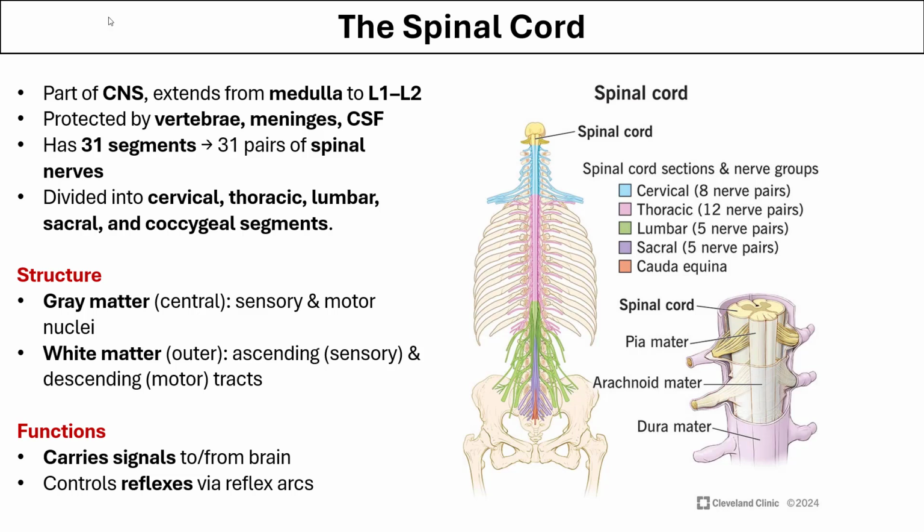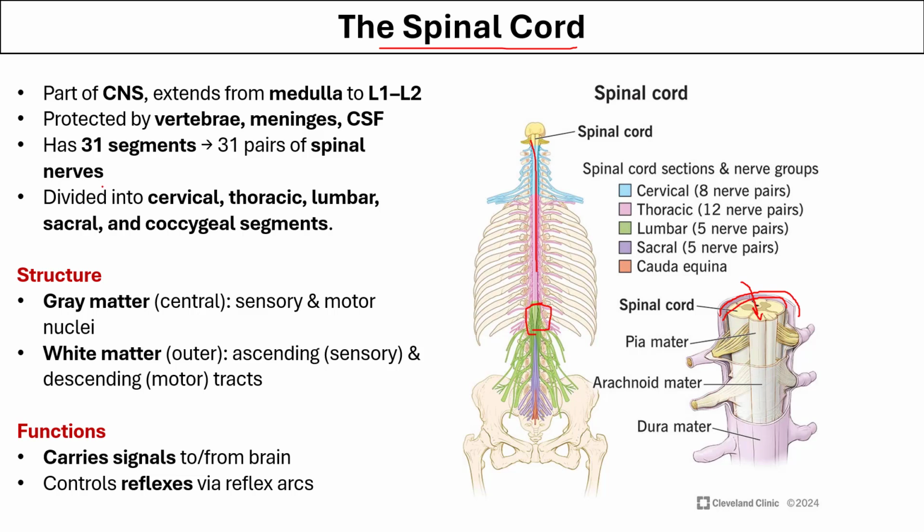The second part of the central nervous system is the spinal cord. The spinal cord starts from the medulla and then extends down in the vertebral column. So it extends up till the first or second lumbar vertebrae. It's protected by the vertebral column and the linings on top of it, which are called the meninges, and inside it is the cerebrospinal fluid.